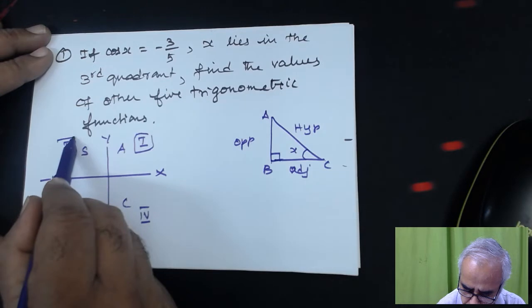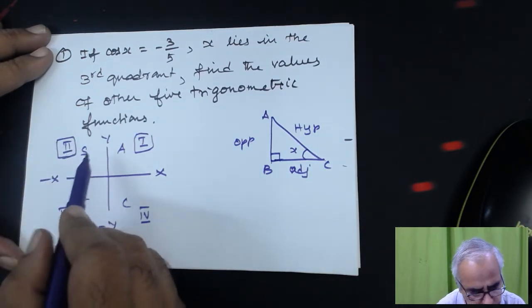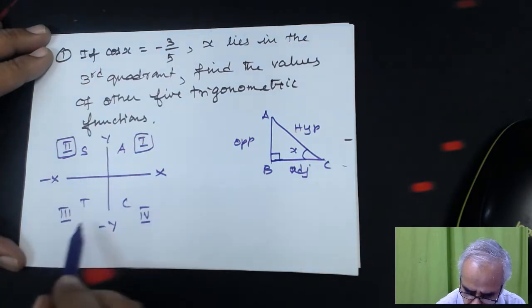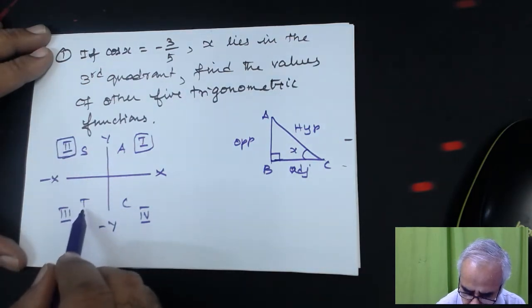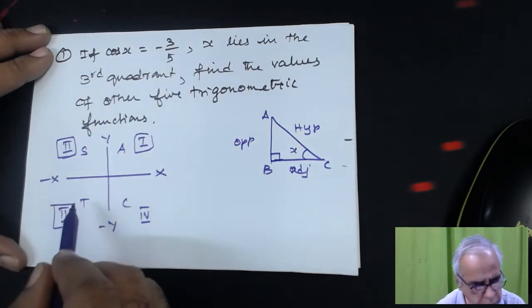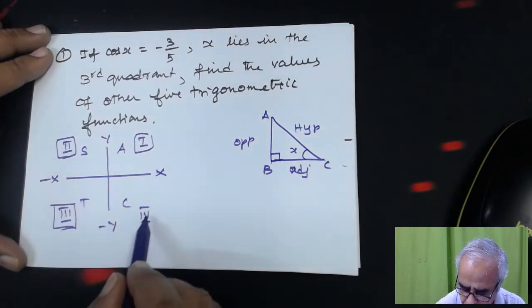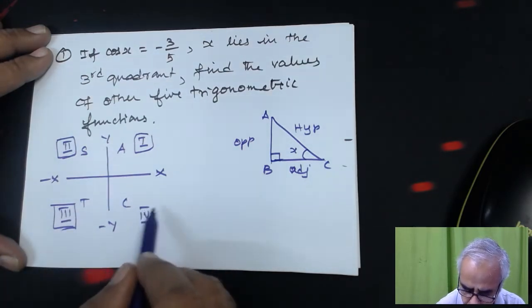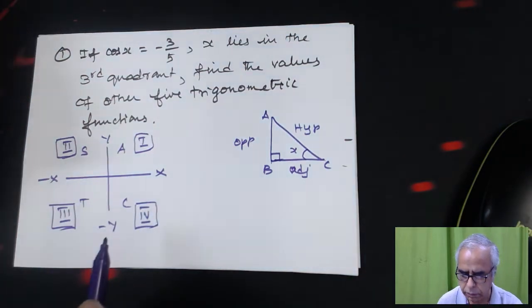Which are the positive trigonometric functions in the second quadrant? Sine and cosecant. Whereas in the third quadrant, tan and its reciprocal, cot, are positive. And what about the fourth quadrant? Cos and secant. Okay, right.